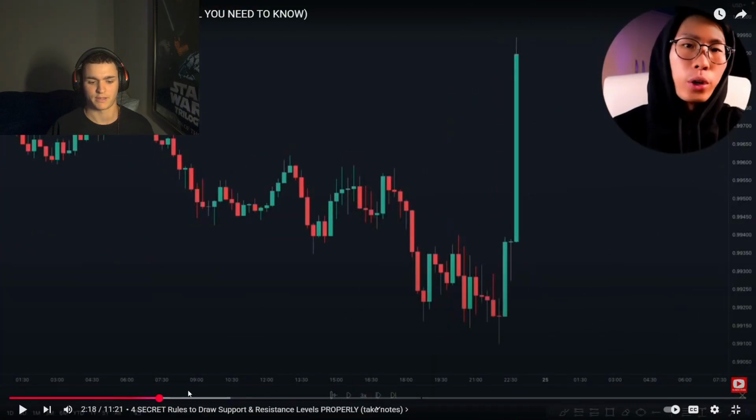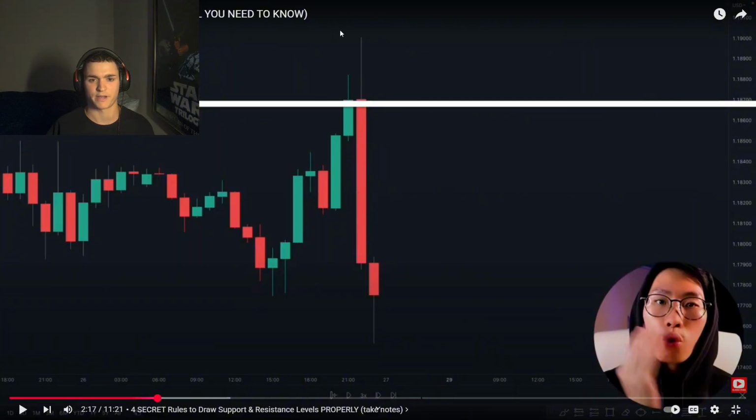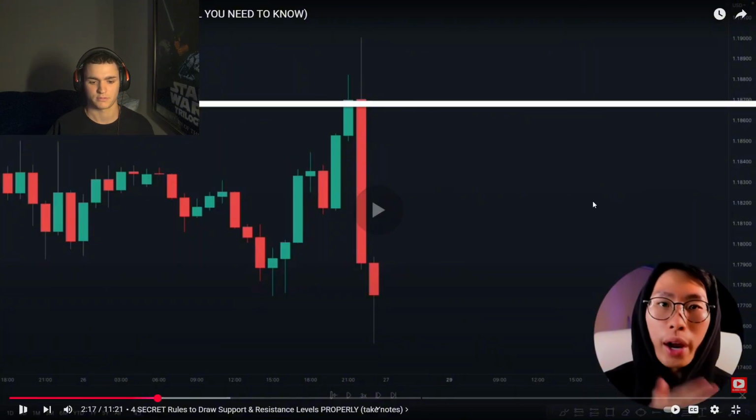Why would you draw it right there? What's the point in drawing it right there? What's the point of drawing it right here? Why wouldn't you draw it at the high of the wick right here? Here's another example.